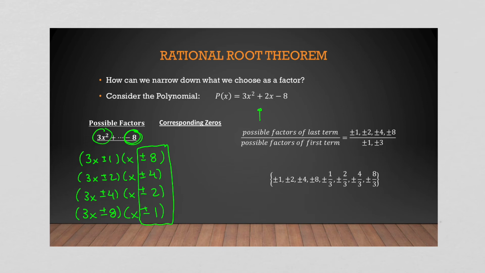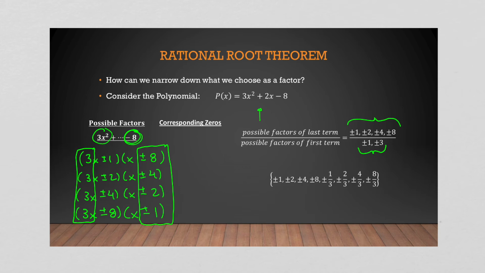So plus or minus 1, plus or minus 2, plus or minus 4, plus or minus 8. And they go on the top of our ratio. And then what are the possible factors of my leading term? So it's plus or minus 3 and plus or minus 1. And that ratio gives you all of the potential zeros.